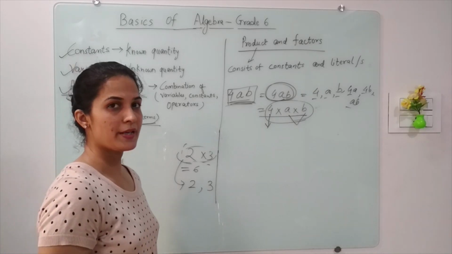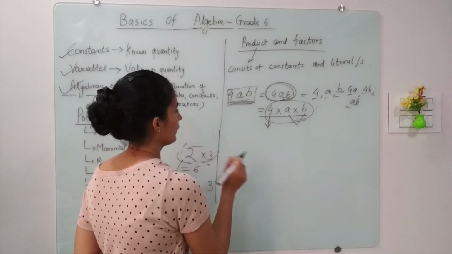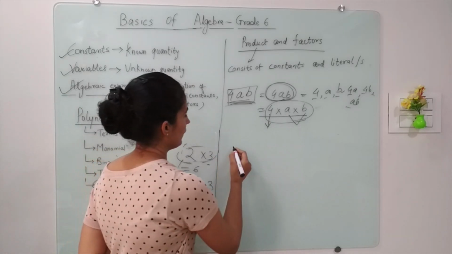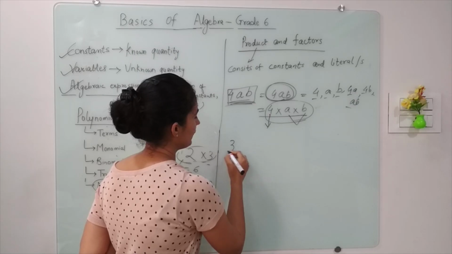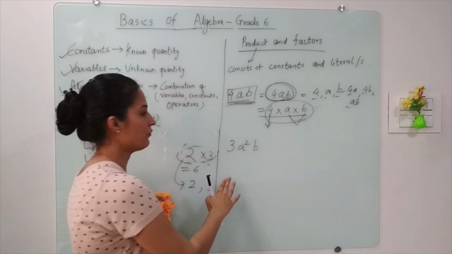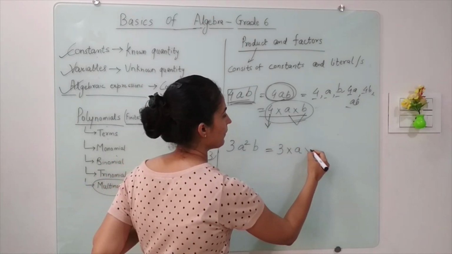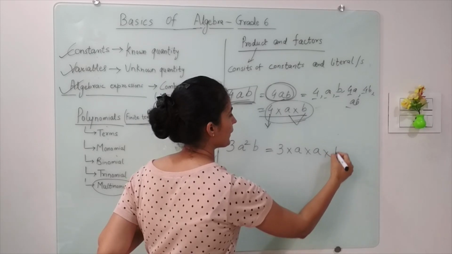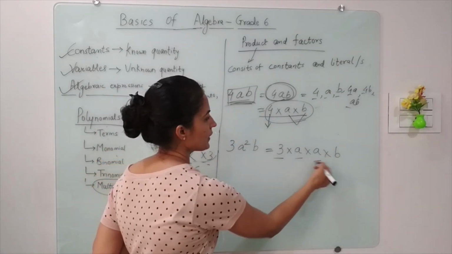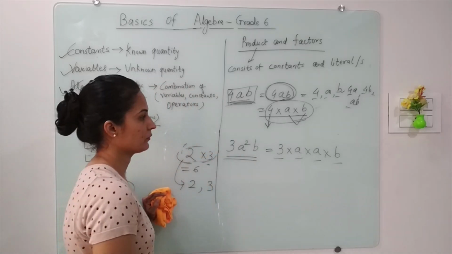Let's take one more example and try to see what the factors of that term are. Now I am going to take an example with some exponents as well. For example, I take again 3a square b. Now what are the factors here? I can write it as 3 multiplied by a multiplied by a multiplied by b. So each of these is a factor of this complete term.